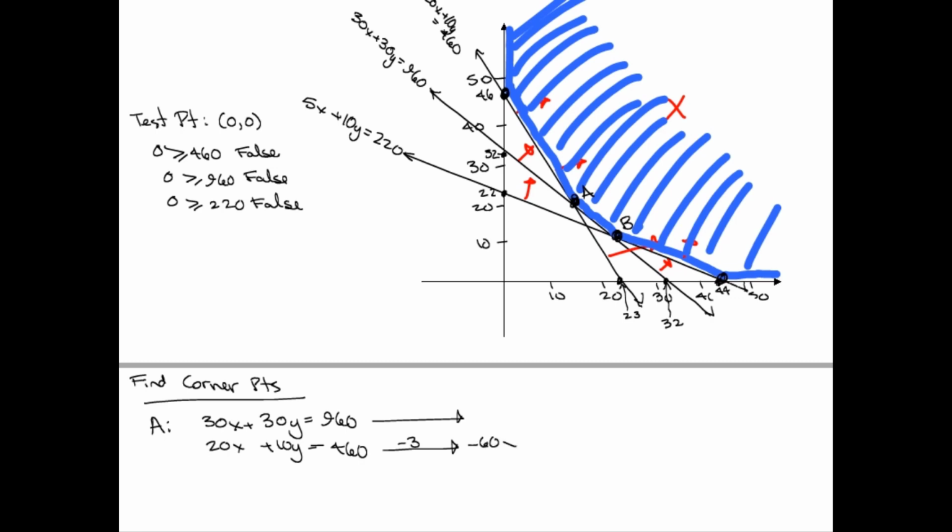That'll give me -60x, -30y, -1380. And we're going to leave the top one as is. So here I have -30x, my y's disappear, and I have -420. 42 divided by 3 is 14, so my x is equal to +14, which seems reasonable based on my graph.